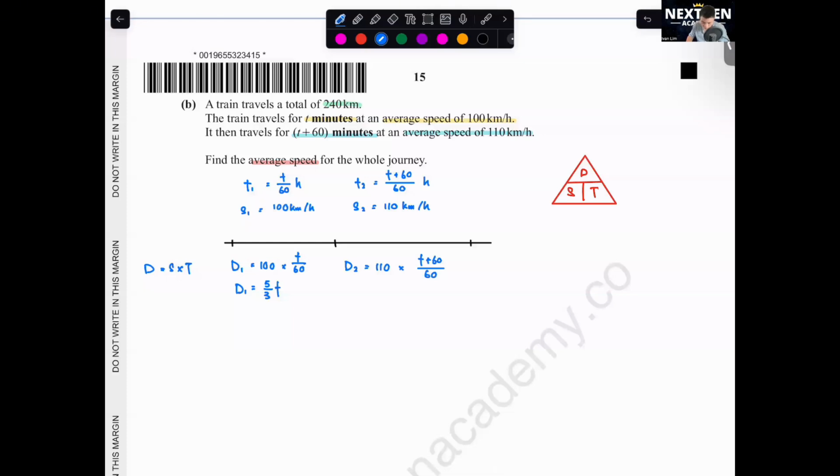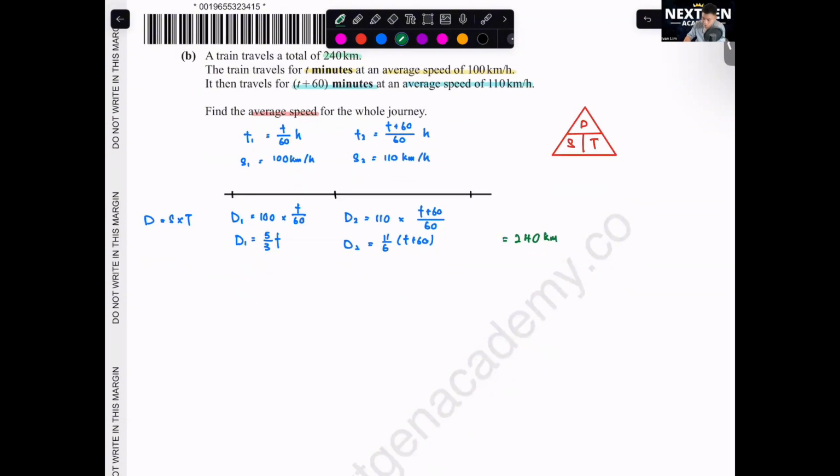110 divided by 60, we can write it as 11 times t plus 60 over 6, or we can just write it as 11 over 6 times t plus 60. This total distance that they gave us is equal to 240 km. So let's write an expression out over here: 5 over 3 t, this one is using distance, plus 11 over 6 times t plus 60 is equal to 240.